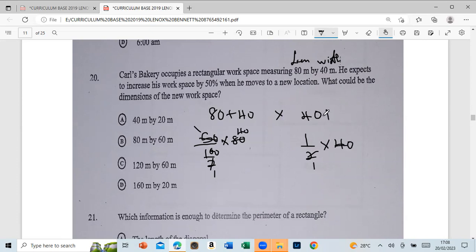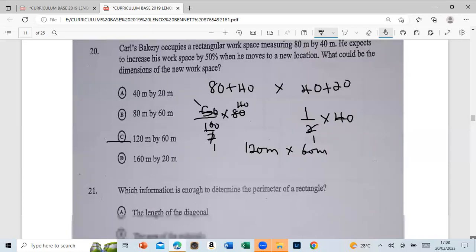20. So we add 20 to this. So this is our 120 by 60. This is 120, and they give us the meters. 40 plus 20, that's 60 meters. See that there? 120 by 60. Okay, it's C.